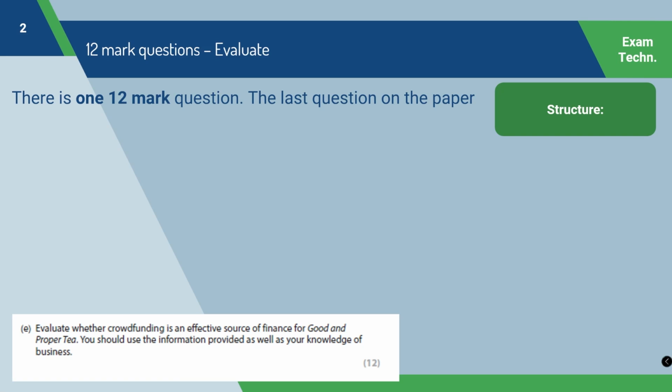So we're going to talk about the structure, we're going to talk about the assessment objectives that you need to show when you're answering this question, and we're going to show you a model answer as well, or a sample answer from a student that I've written up, so we can have a look at how you might hit those criteria. So these questions assess you on all four of your assessment objectives: knowledge, application, analysis, and evaluation.